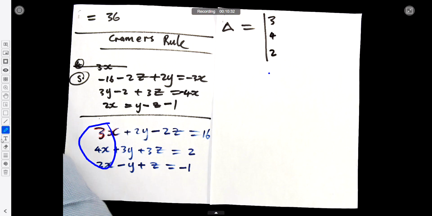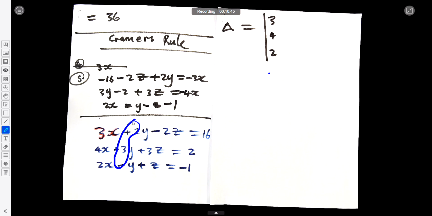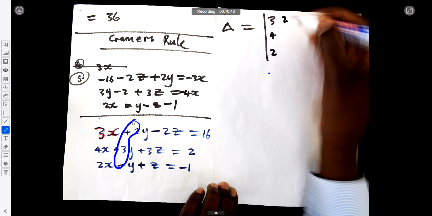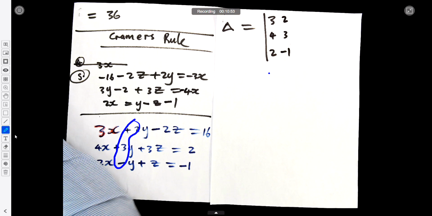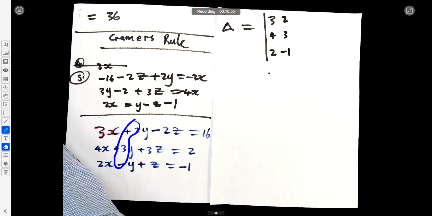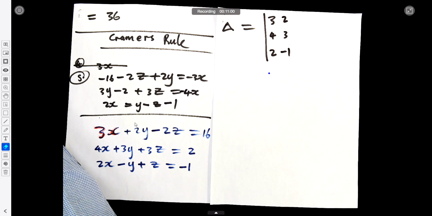We'll do the same thing when we have to deal with y. We're going to take the coefficients of y. So the coefficients there are 2, 3, and minus 1. We take 2, positive 3, and minus 1. Now, those are the coefficients of y. And we move on. We take the coefficients of z.